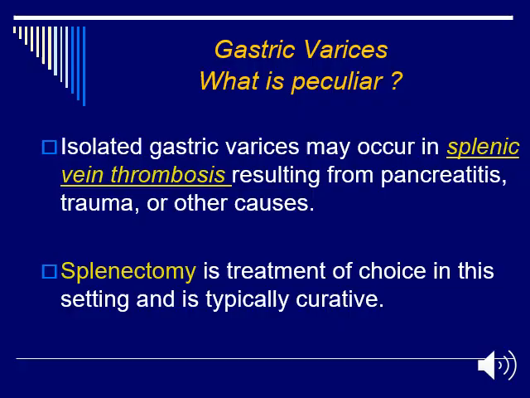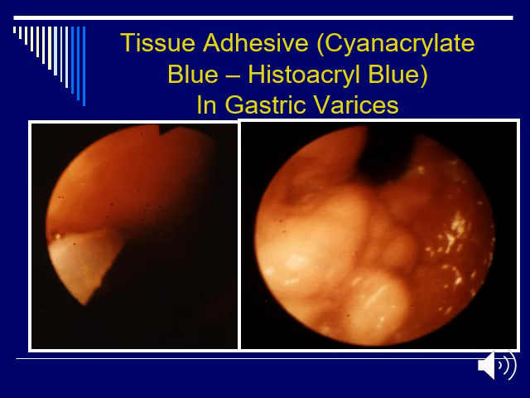Also, what is peculiar is the isolated gastric varices that occur alone, without portal hypertension, without esophageal varices or cirrhosis. This can occur in splenic vein thrombosis, and the treatment for this is splenectomy. This is the only situation where splenectomy will cure these varices. Otherwise, it will increase any other varices. So what is peculiar also is the treatment of the gastric varices. It is not sclerotherapy or band ligation.